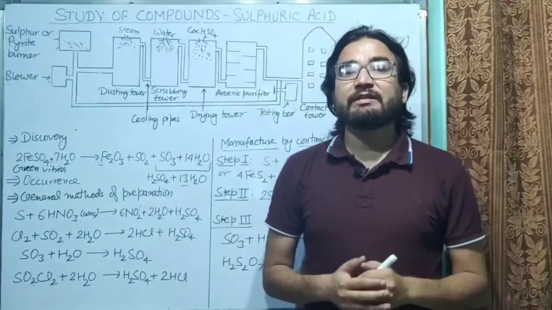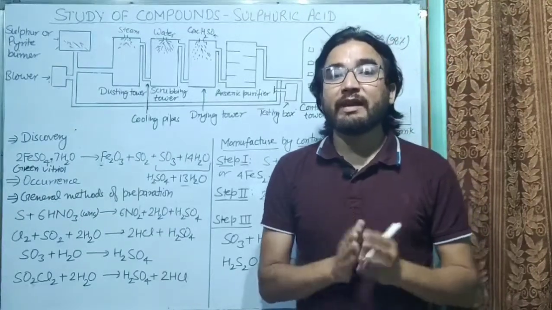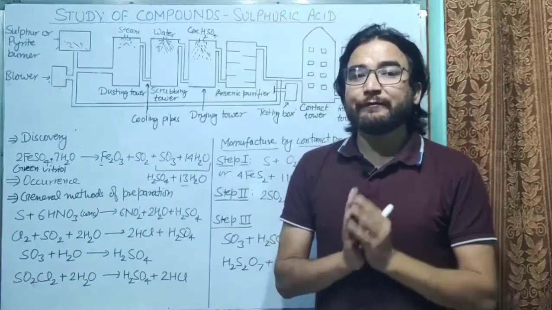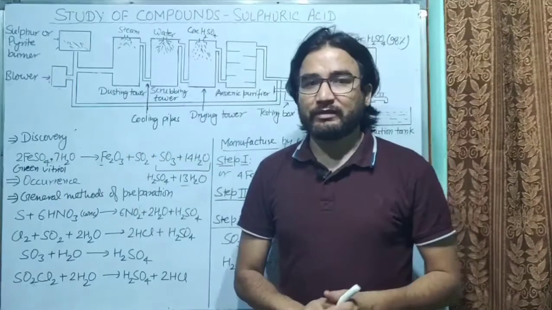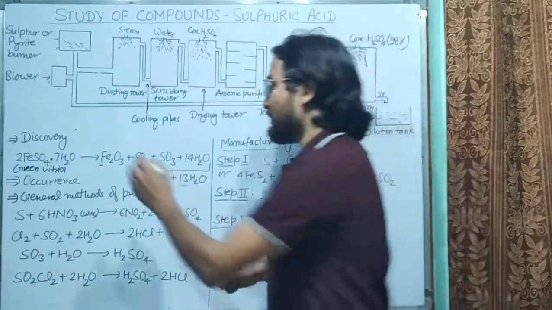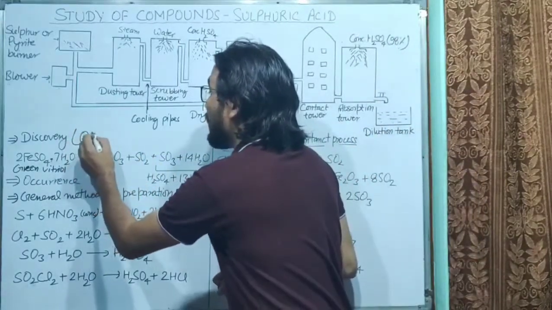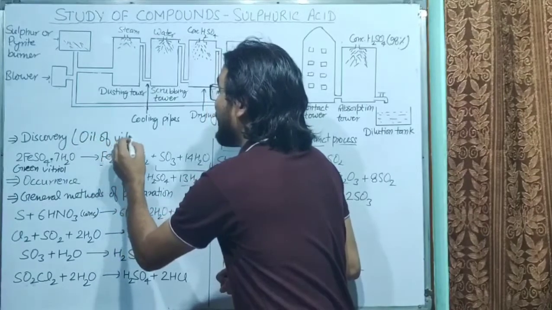Hello everyone, this is the 7th lecture on study of compounds, and in this lecture we will start sulfuric acid. So let's start with discovery of sulfuric acid. Sulfuric acid was initially known as oil of vitriol.